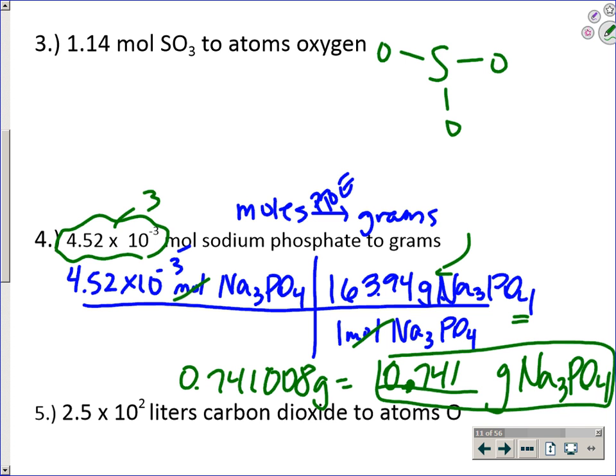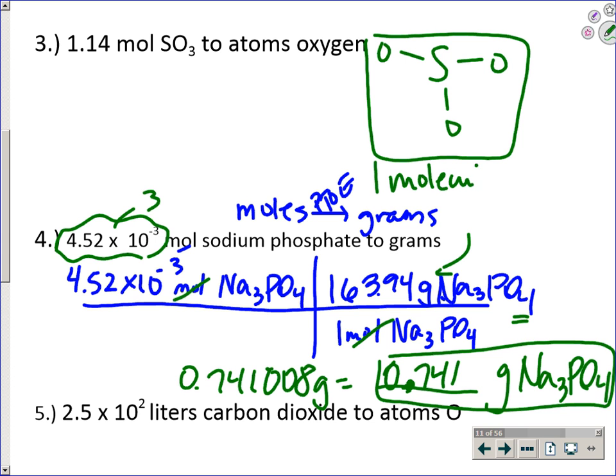So if I look at this, I say in 1 molecule of SO3, I have how many atoms of oxygen? 3. It's obvious, right? You can look at it from a subscript perspective, you can look at it from a drawing perspective, but we've made our own relationship, and it's a very valid one. 1 molecule contains 3 atoms of O. So that is our last piece. That's how we're going to get from molecules of SO3 to atoms of oxygen. So save this piece for last.